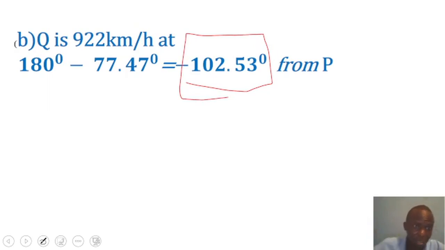Why do I say negative? 180 minus 77 is that. Now we are saying negative because of the direction. Remember, here we say that in the clockwise direction it is negative, in the counterclockwise direction it is positive. That is the sign convention that is used.